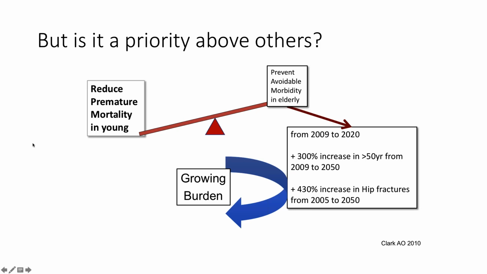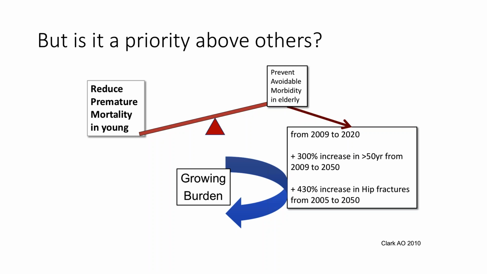Because for them, the priority is to reduce premature mortality in the young. That's the overwhelming priority from WHO and from other areas: prevent premature mortality. However, it's becoming increasingly important and apparent that preventing avoidable morbidity in the elderly is equally as important.